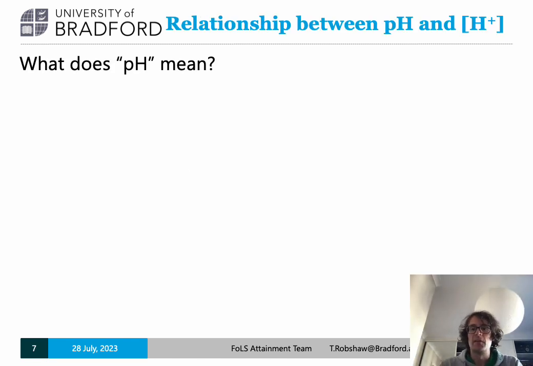So we've established that it's the H plus and OH minus concentrations that dictate whether a solution is acidic or basic. So why then, you might wonder, aren't these the terms that we use regularly? Why do we say pH rather than talk about proton concentration or hydroxide concentration? Well, the answer, like a lot of things in chemistry, is just convenience.